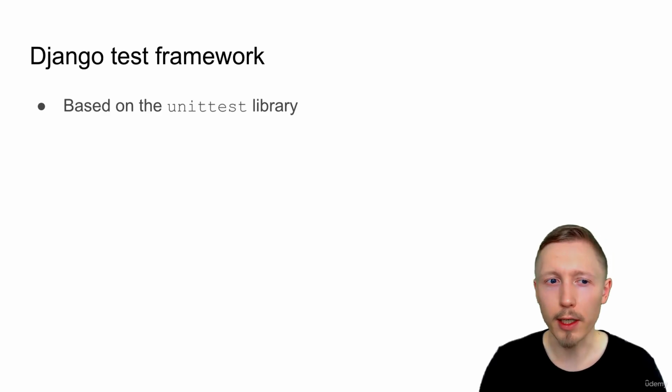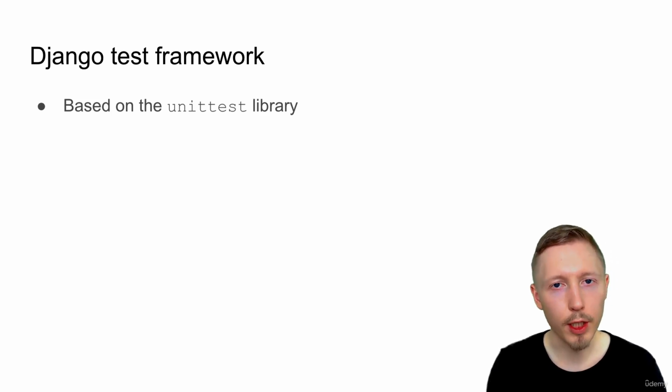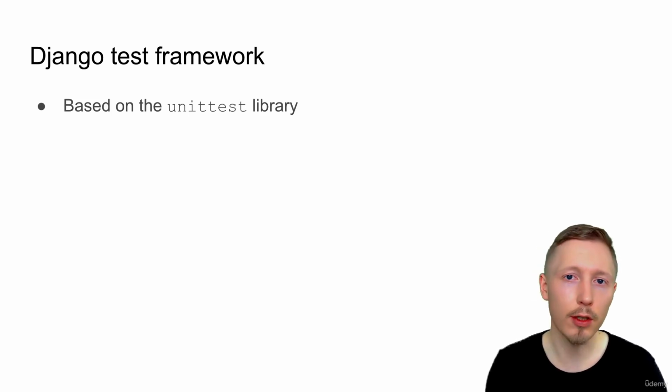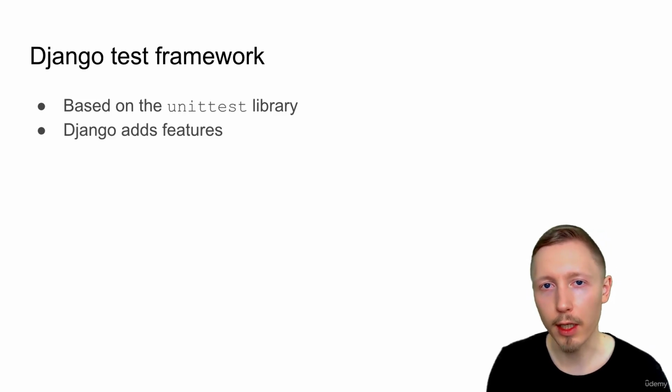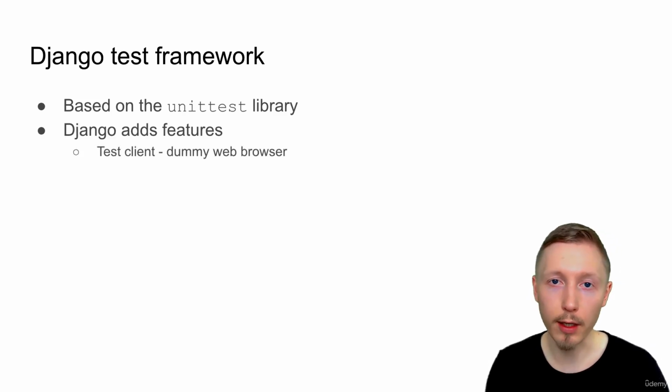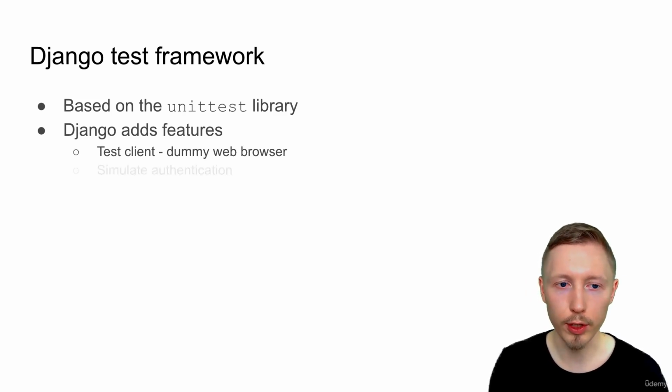This is what we're going to be using to write the unit tests in this course. The Django test framework is built on top of the unit test library. The unit test library comes out of the box with Python, but the Django test framework adds some additional features to this library that's useful when you're testing Django projects. Some of these additional features include things like the test client, which is a dummy web browser that you can use to make requests to your project.